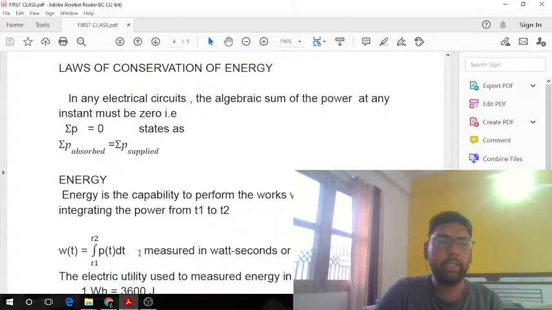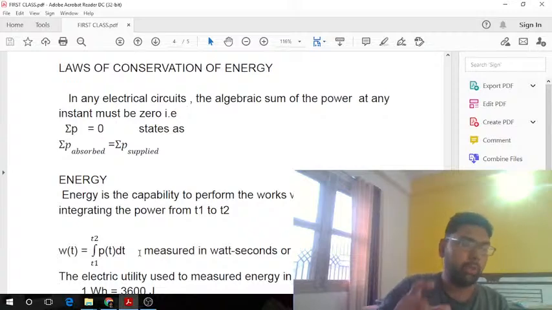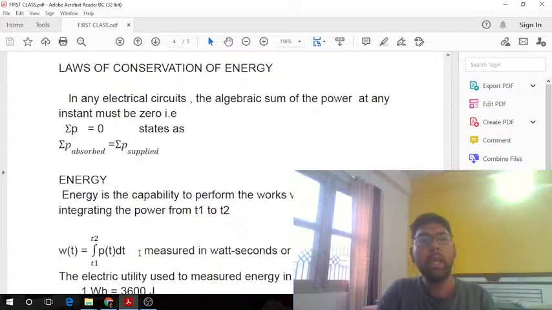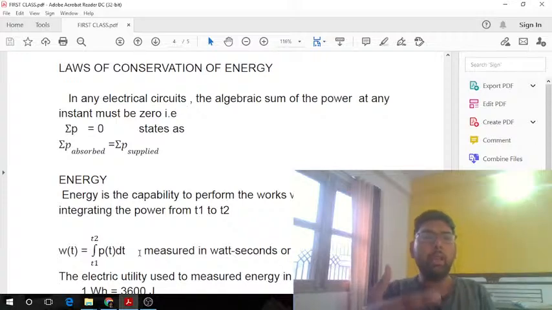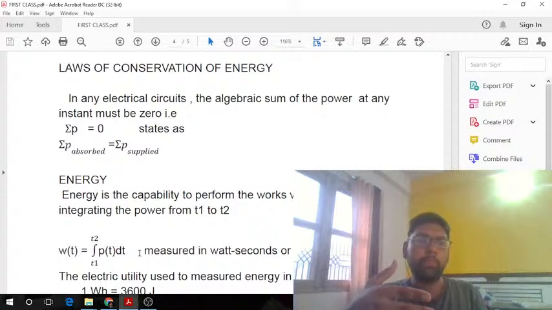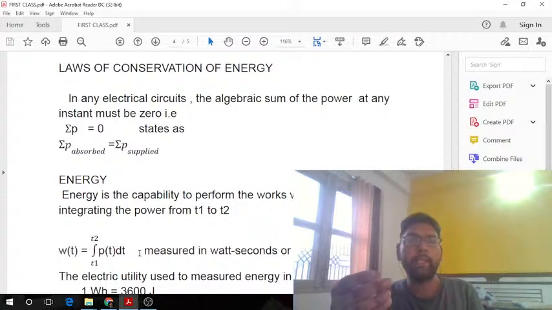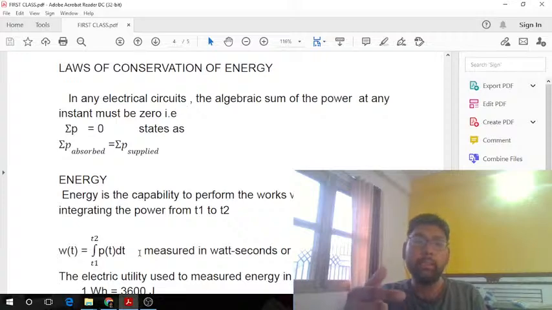Then we come to the topic: the sum of all the power within a circuit is zero at any instant. That also means the power delivered by the source must be consumed by the load, whatever load is associated with it. We can learn more about this power concept, charge, voltage, and energy through numerical problems in the further classes.